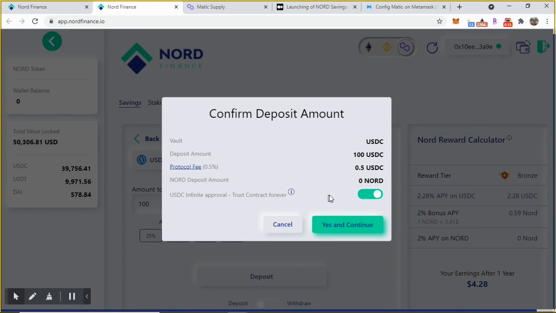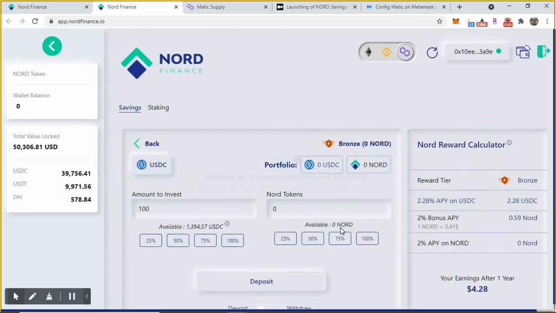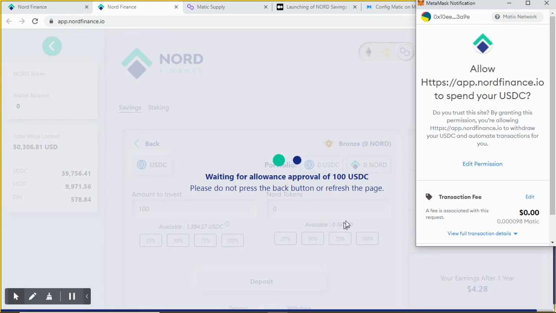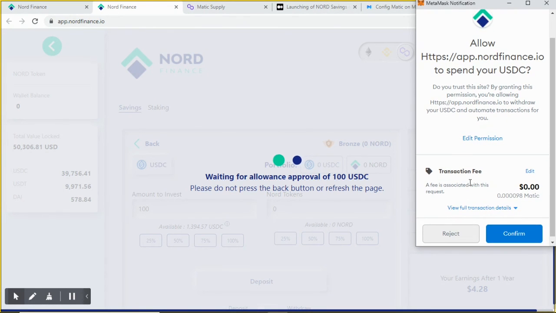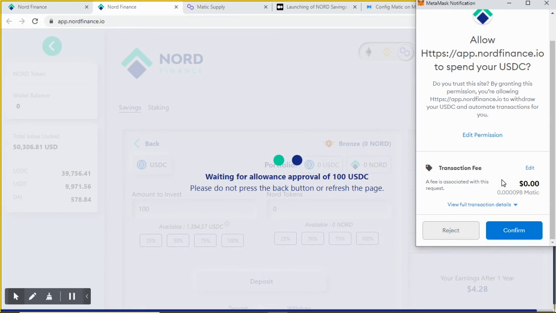Generally, I like to toggle this off across all protocols for security reasons. Since transactions on the Polygon network are so cheap, I don't mind having to approve the spending of my USDC for every deposit I make. I'm going to click Yes and Continue. MetaMask is going to ask me to approve this transaction. It's great that transactions on Polygon are so cheap, not even a penny. I'm going to click Confirm.